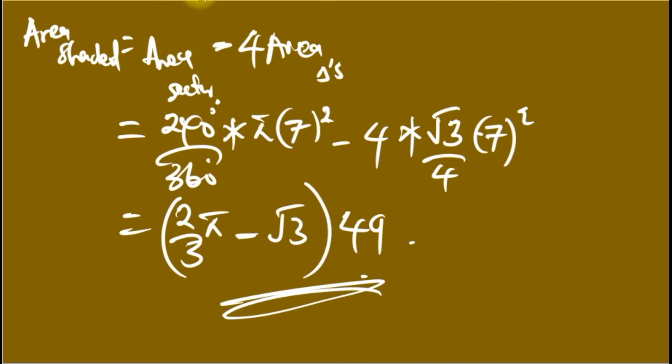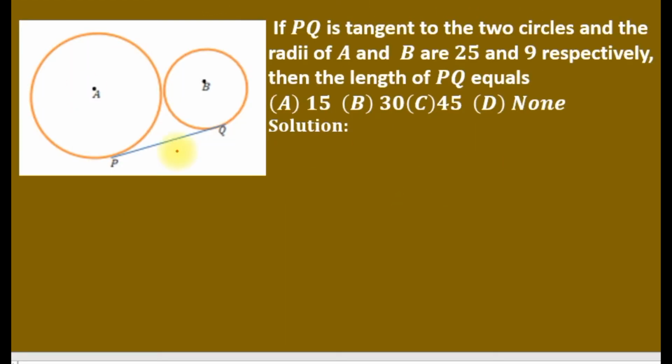That's our answer. Okay, we are given that if PQ is a common tangent to these 2 circles, and their radii are 25 and 9 respectively, then the length of this common tangent equals dash. Without wasting time, the answer is 2 times 5 times 3. The answer is 30. But you'll be wondering, how come it is 30? So see what I will do.